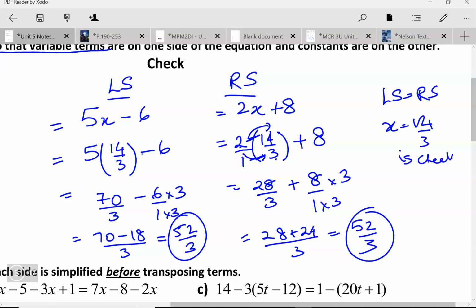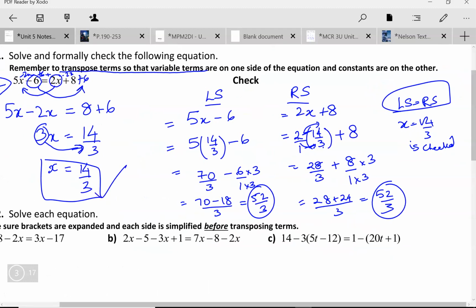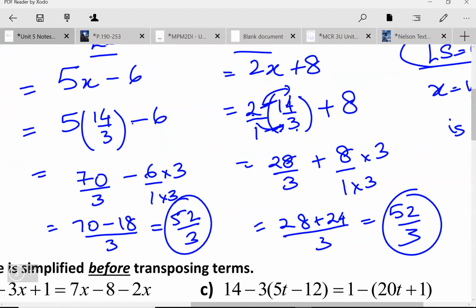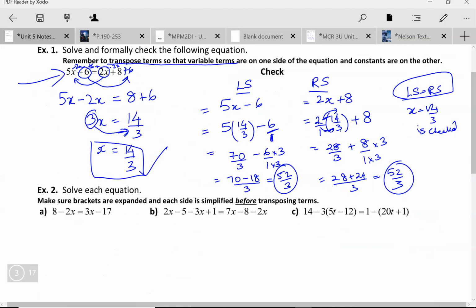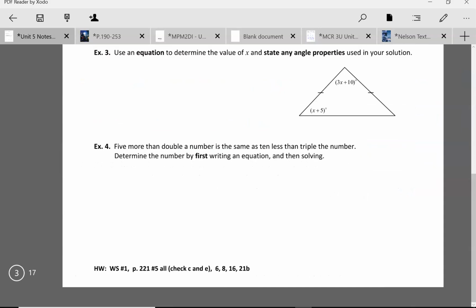I mean, you don't really have to write that. You can stop here. LS equals RS. That's my check. And now I've shown that my answer was in fact correct. Hopefully we are also not confused by the fact that to take a common denominator, I've made visible this invisible 1 for any whole number that's the denominator, right? So I want to be careful there.